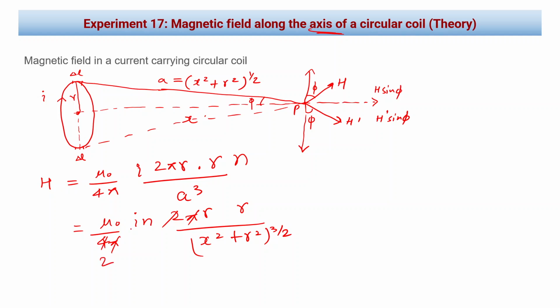Then this becomes mu naught over 2 I n r square divided by (x square plus r square) to the power 3 by 2. This will be the expression for the magnetic field at point P due to the circular current carrying coil.